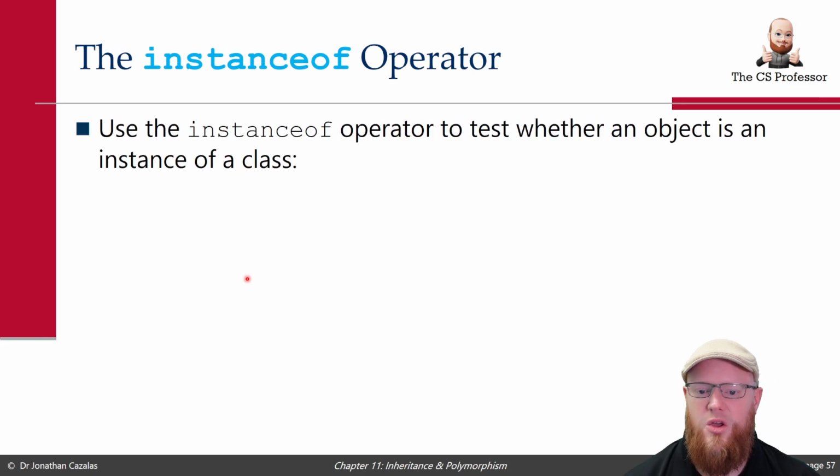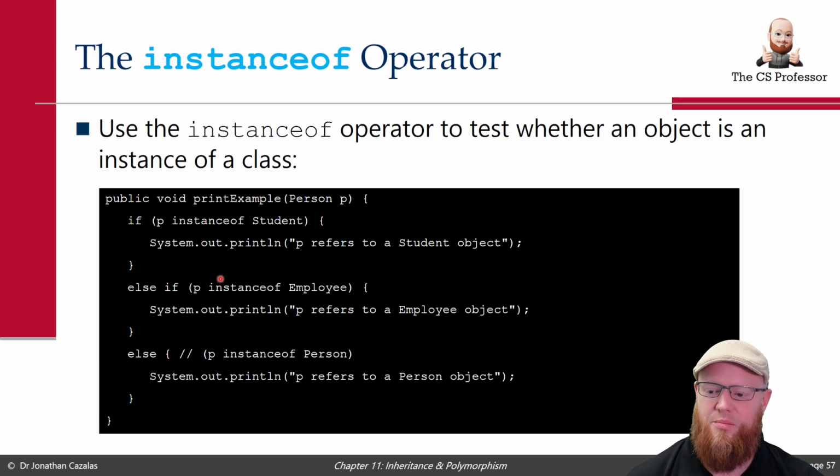To avoid that, we use the instanceof operator. This allows us to test whether or not an object is an instance of a particular class. So in this slide, we're back to this person example with employee. So we're trying to call this print example method that receives a person object, a very generic object of type person. Now that person could be a student or it could have been an employee in this example.